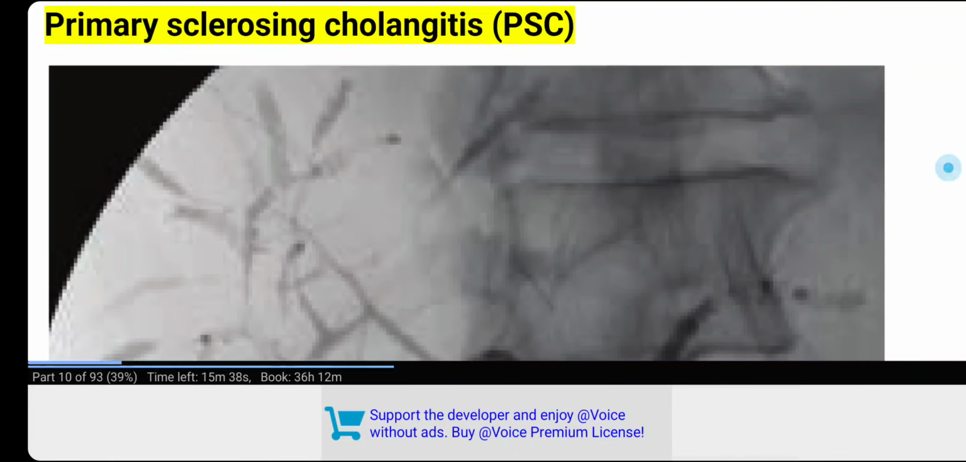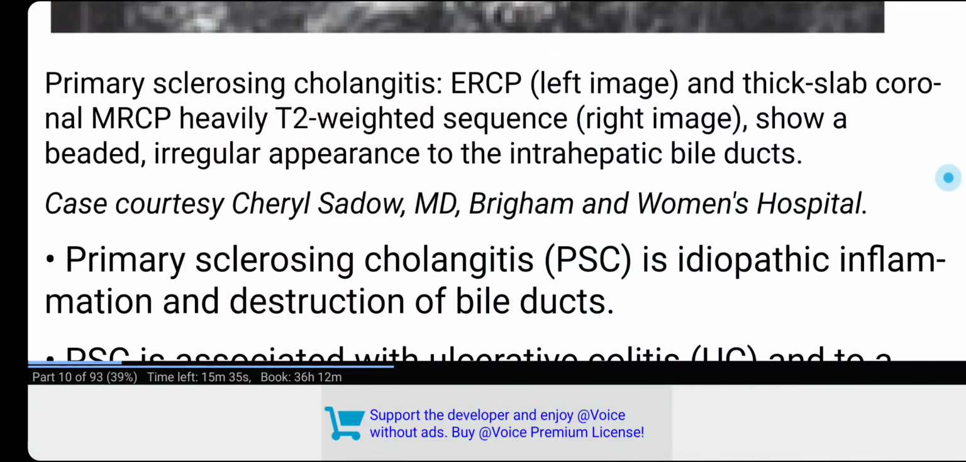Primary sclerosing cholangitis (PSC). ERCP, left image, and thick slab coronal MRCP heavily T2 weighted sequence, right image, show a beaded, irregular appearance to the intrahepatic bile ducts. Case courtesy Cheryl Sadow, MD, Brigham and Women's Hospital.